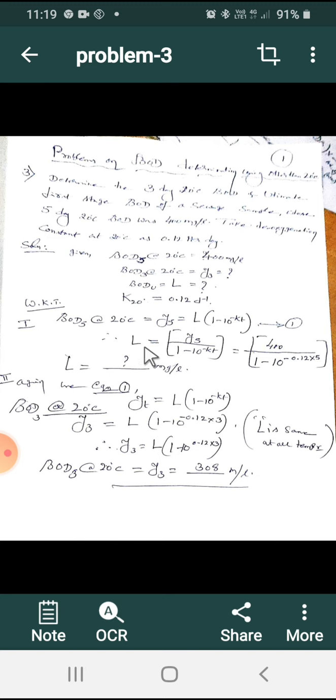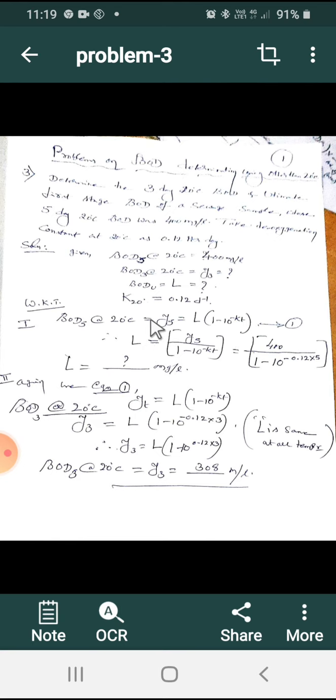What is the meaning of L? L is the ultimate BOD. You apply any kind of load or any equations, L value never changes. Even if you change the temperature or any type of procedure, L value is fixed. The total amount of organic matter present in the wastewater is fixed. Now L value can be determined from this equation.